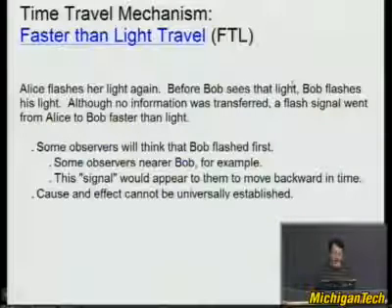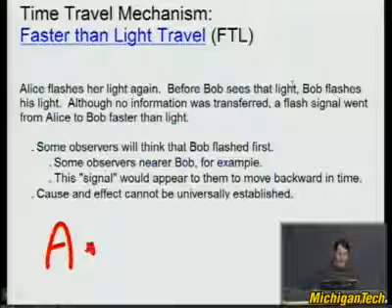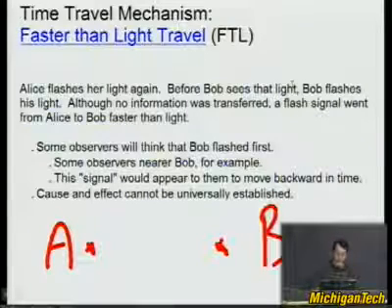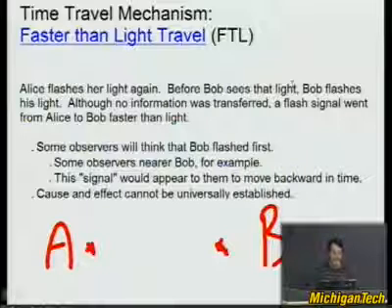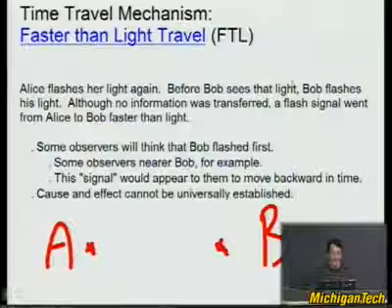So now Alice flashes her light again. But before Bob sees that light, how does he know when it's going to occur? He doesn't, so he guesses. Okay, he guesses. So Alice flashes her light. Before Bob sees the light, he flashes his light. Now, no information was transferred because Bob didn't see the light. So no signal was sent.